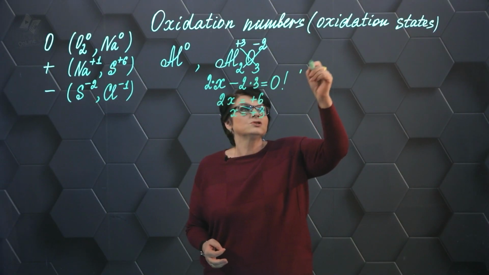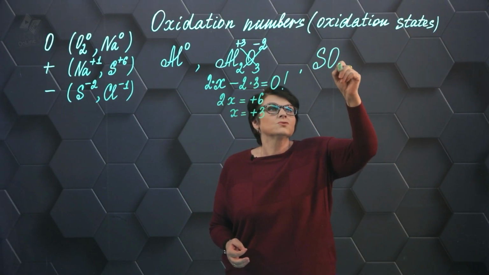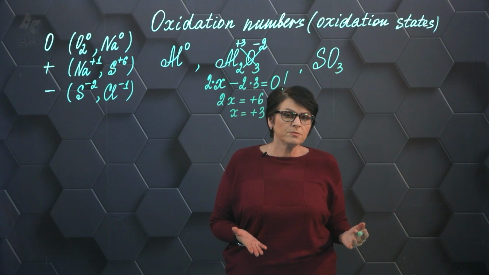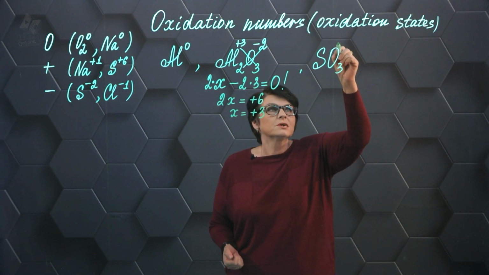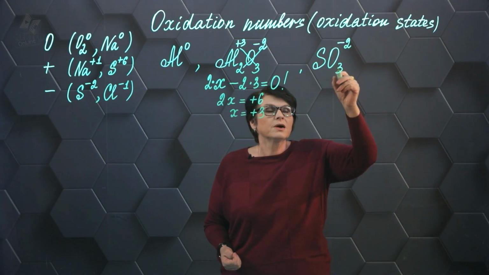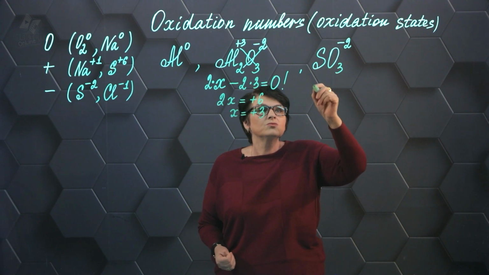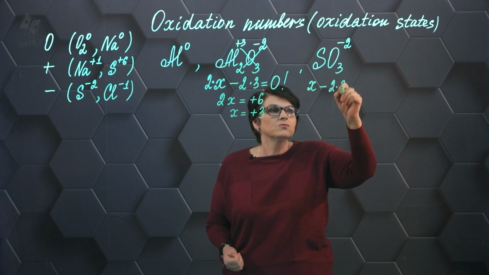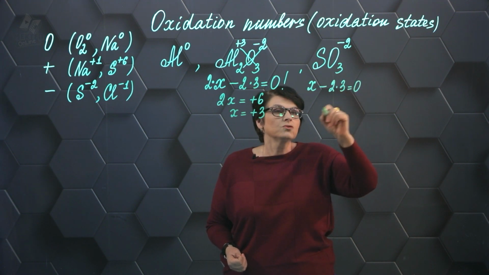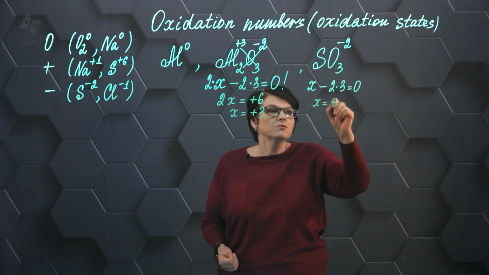The following example, SO3. Which element should we start with? We'll start with oxygen. Its charge is -2. Then what would be the charge of sulfur? Then it would be x minus 2 times 3 equals 0. So x would be +6.